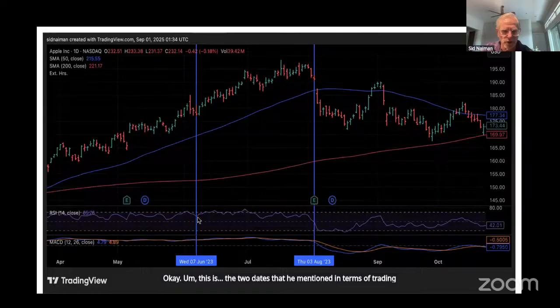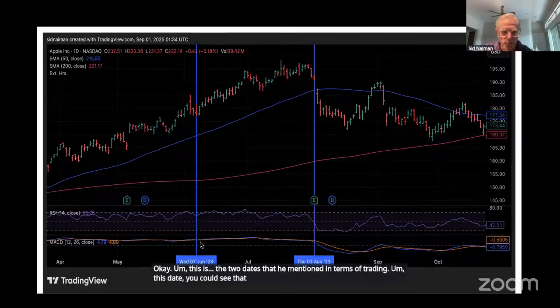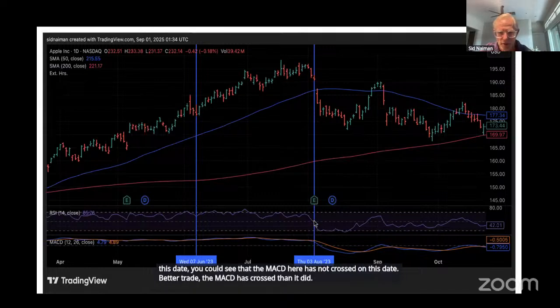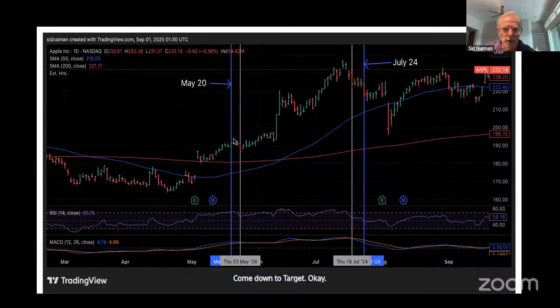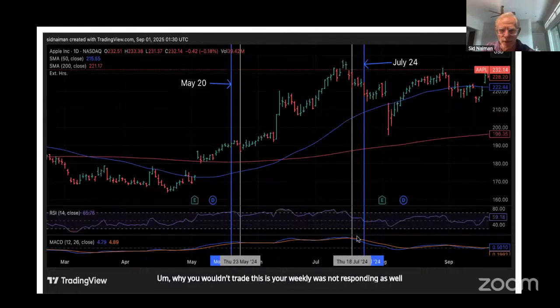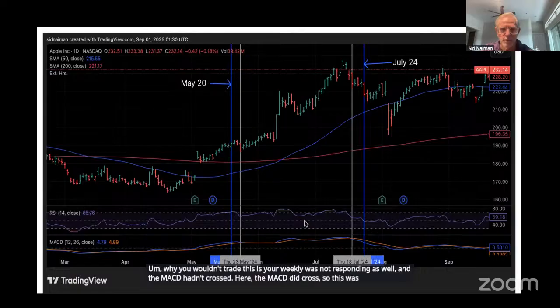On this date, you could see that the MACD is not crossed. Better trade, the MACD has crossed and it did come down to target. Okay. Again, looking at the same charts for Apple, why you wouldn't trade this is your weekly was not responding as well, and the MACD hadn't crossed. Here, the MACD did cross, so this was a good trade.